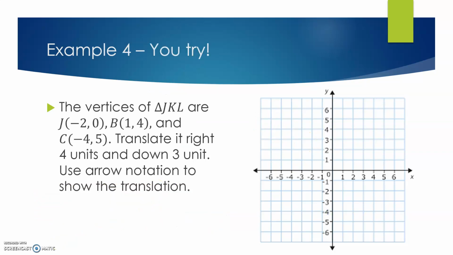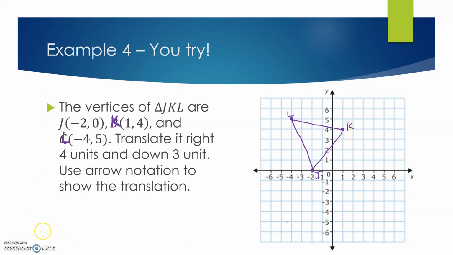All right. So try this one: graph triangle JKL, and then show the translation on the graph, and then use arrow notation to show the translation. So this is what your triangle for JKL, I made a mistake. This should say a K right here, and this should say L. I just realized that. So I wondered why I had JBC, but okay. So let's fix it real quick, K and L. All right, so this is what triangle JKL should look like.